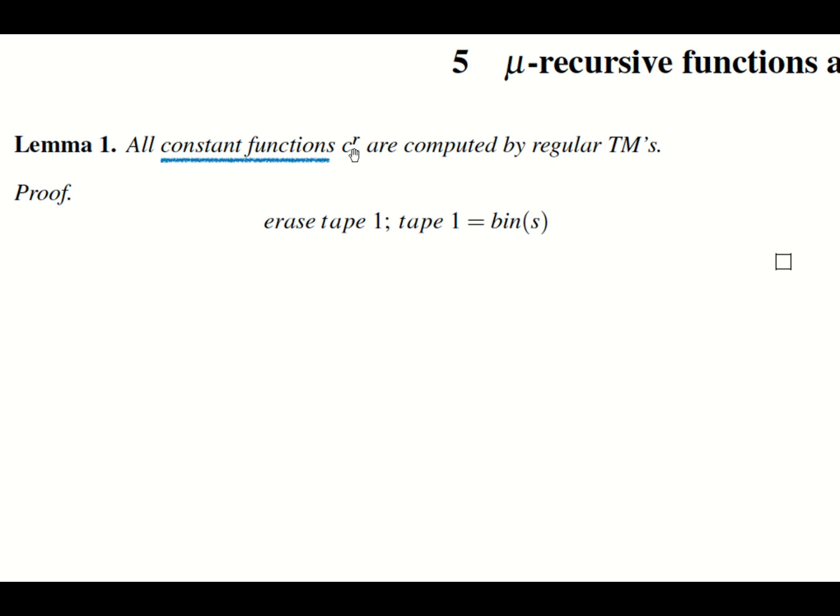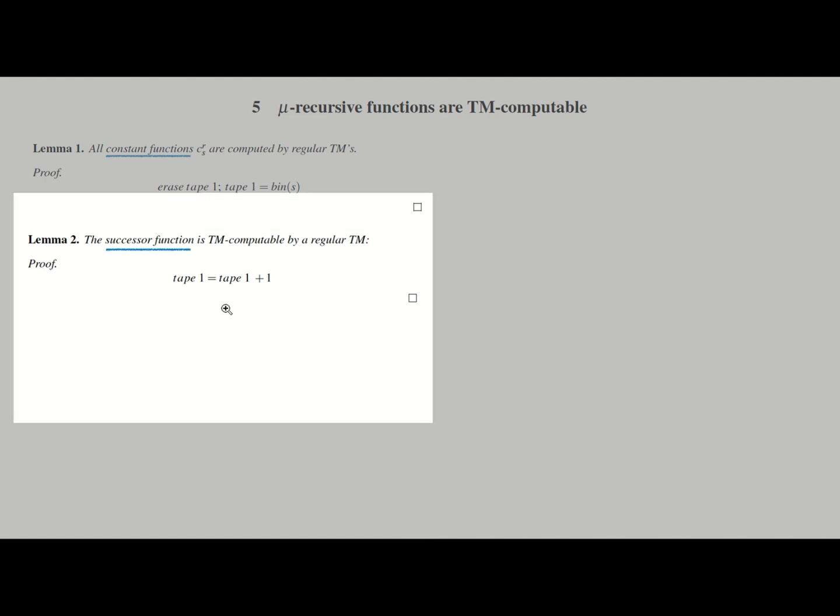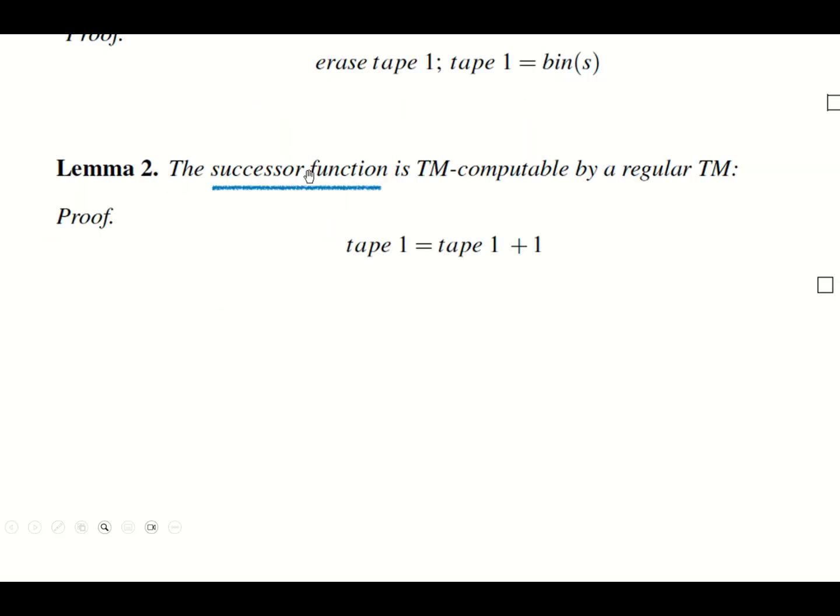What is the Turing machine that computes the successor function? Exactly. The successor function is Turing computable by a regular Turing machine. By the way, the machine we constructed, I don't remember, was it regular? Did it come back all the way to the left? If not, you can make it come back all the way to the left. A regular Turing machine is the one where when it's finished, it's all the way to the left. But the successor function is computed by, this was the name of our Turing function, tape 1 equals tape 1 plus 1.